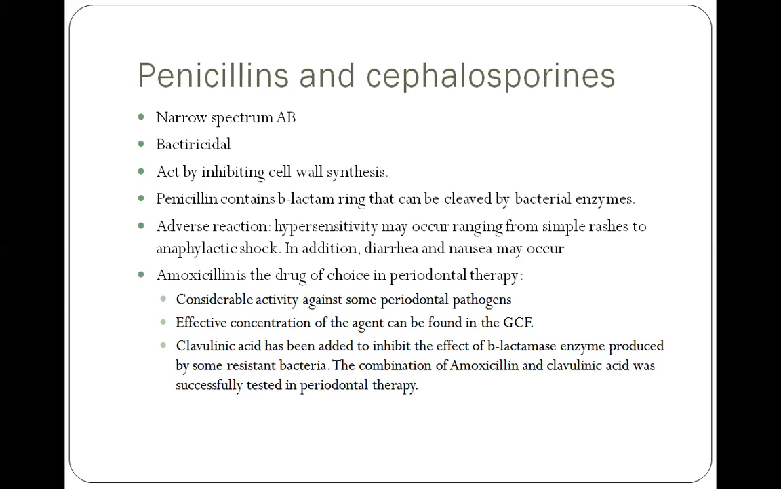The third advantage is that adding clavulanic acid to amoxicillin makes it more resistant against the beta-lactamase enzyme that will destroy the active ring, the beta-lactam ring, of penicillin. Therefore, the combination of amoxicillin with clavulanic acid is most successfully used in periodontal therapy. The trade name of it is Amoxiclav or Augmentin, and different types according to the different companies.